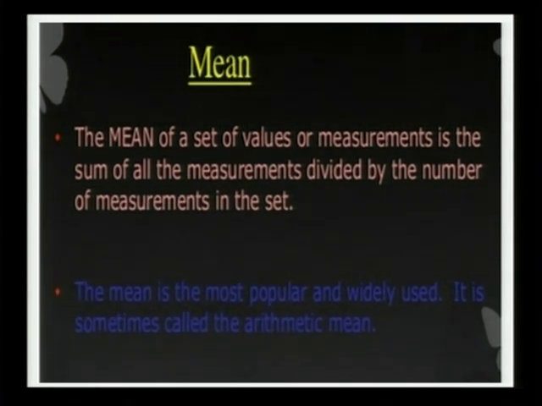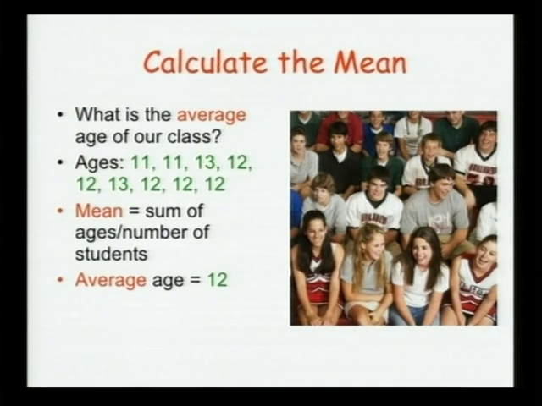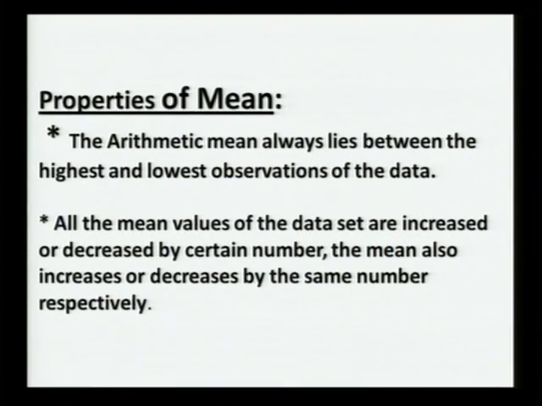The mean is most popular and widely used. It is measurements called the arithmetic mean. Calculate the mean. What is the average age of our class? Yes, 11, 11, 13, 12, 12, 13, 12, 12 and 12. The definition of mean: sum of ages by number of students. So, the average age of our class is 12 years.